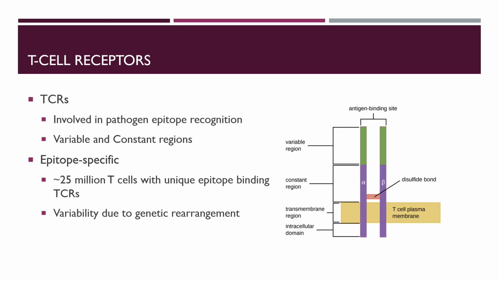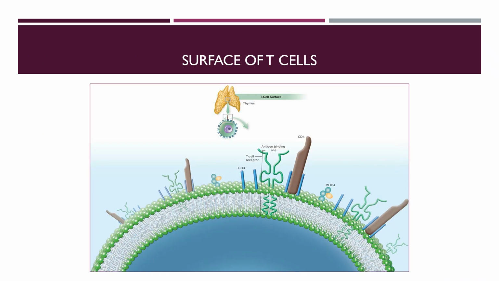T cell receptors, TCRs, these are involved in pathogen epitope recognition. They have a variable and a constant region. They are epitope specific. There are 25 million T cells with unique epitope binding TCRs. This variability is actually due to your genetics. So you inherit a lot of your immune system from your parents. So this is what the surface of T cells look like in the imaginary world, right? They have all kinds of different flags and markers and all sorts of things going on out there.